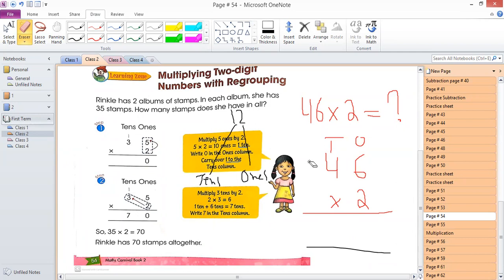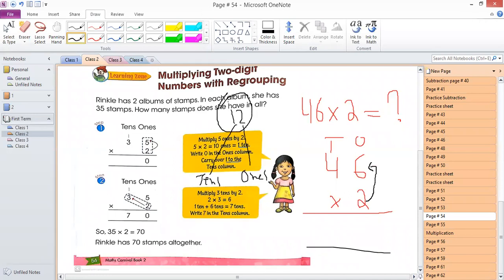Guys, when you multiply 46 by 2, when you multiply a 2-digit number by a 1-digit number, you always have to multiply by the ones first. So this is 2 by 6. Whatever the answer will be, you will write in the ones column. So 2 multiplied by 6 equals what? You will check the table of 2: 2 by 1, 2; 2 by 2, 4; 2 by 3, 6; 2 by 4, 8; 2 by 5, 10; and 2 by 6, 12. So 2 by 6 equals 12.